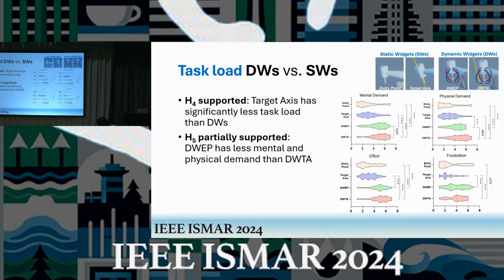When comparing the task load of dynamic widgets and static widgets, we see that our fourth hypothesis is supported. Target axis significantly has less task load than the dynamic widgets. And we also see that our fifth hypothesis is supported. Dynamic widget with entry point has less mental and physical demand than dynamic widget with target axis.